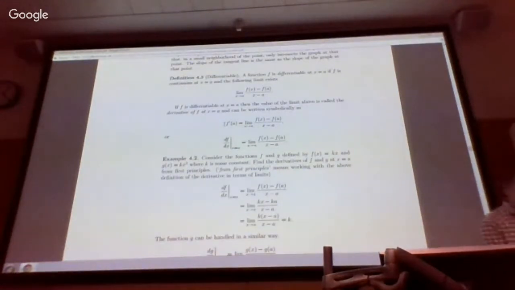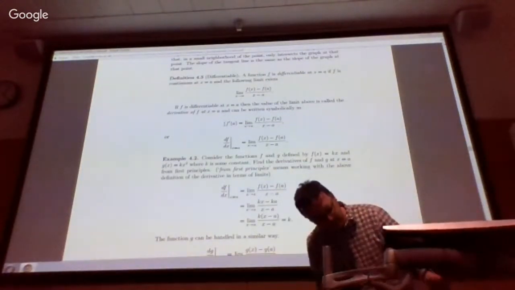Okay. Now, just to say a little bit about some negative cases, about when this limit might not exist. So this is definition 4.3.